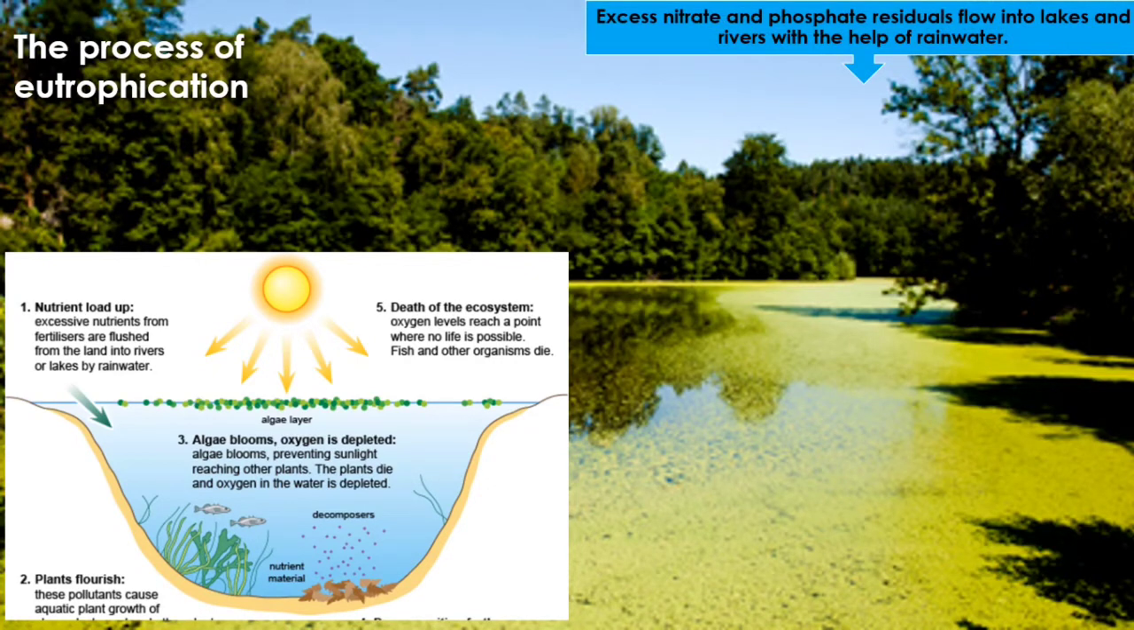First, excess nitrate and phosphate residue flow into the lakes and rivers with the help of rainwater. Okay.